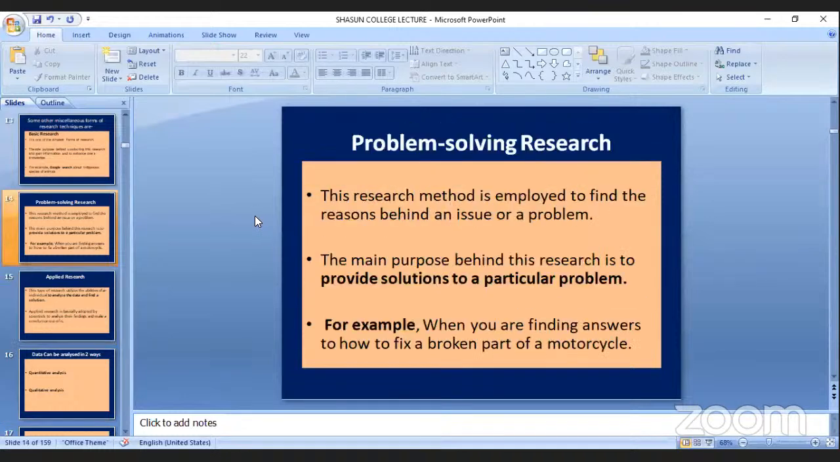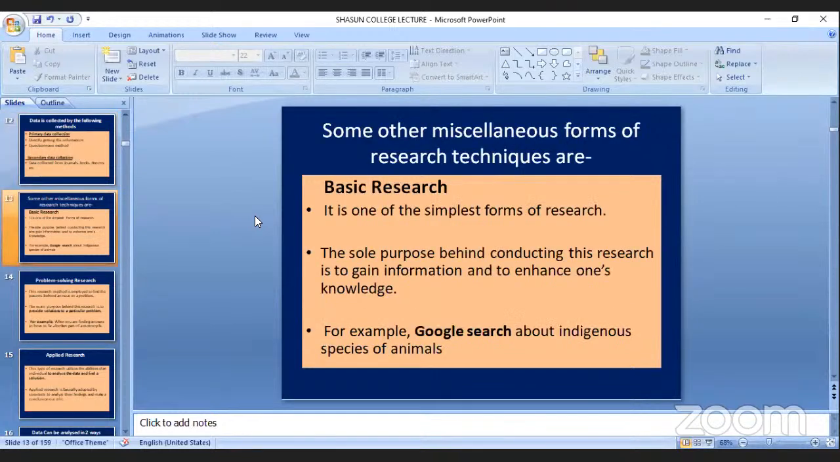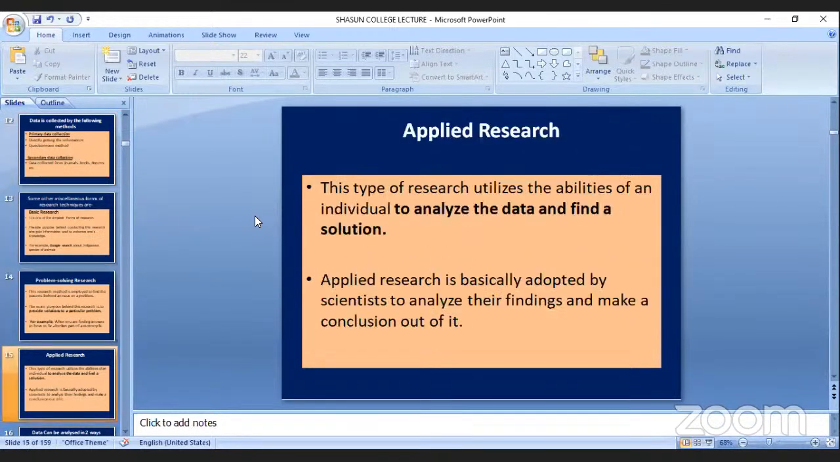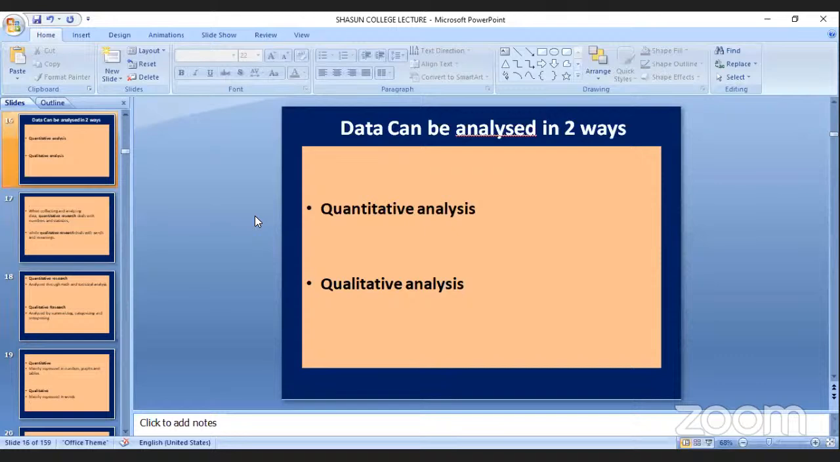So now you know these are the basic things. You should understand basic research, problem solving research, and applied research. Now, how can you analyze the data? After collecting all the data, you can analyze the data in two ways: quantitative analysis and qualitative analysis.